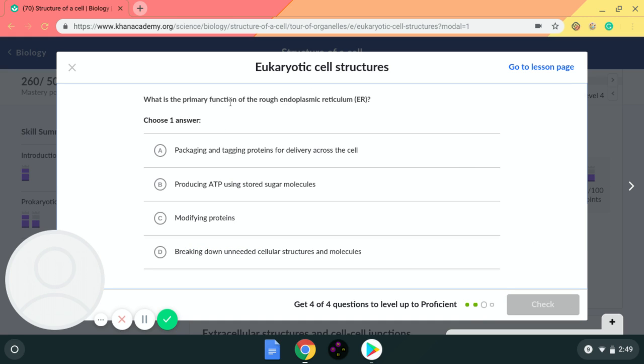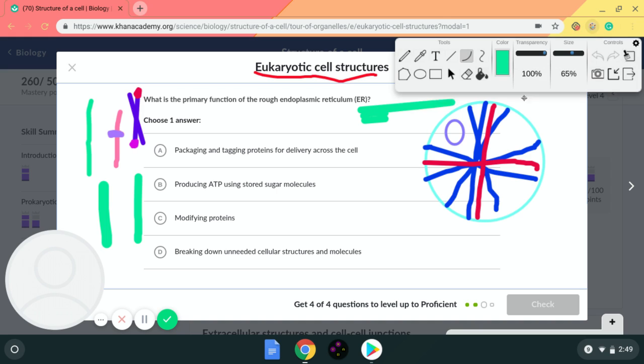Alright, what is the primary function of the rough endoplasmic reticulum, or ER? Now, let's talk a bit about this. So first, okay, put that back.